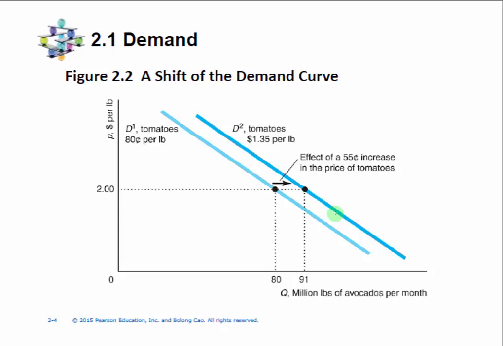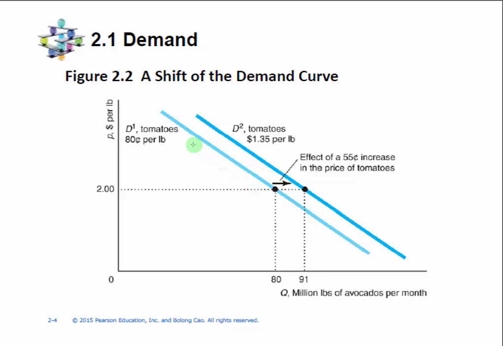That's a different position. In our textbook, if the price of a substitute like tomatoes changes, that can move the whole demand curve. Or if consumers' income level changes, that can also move the whole demand curve.